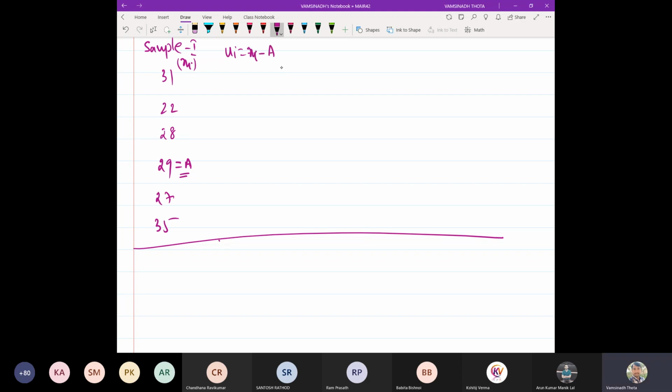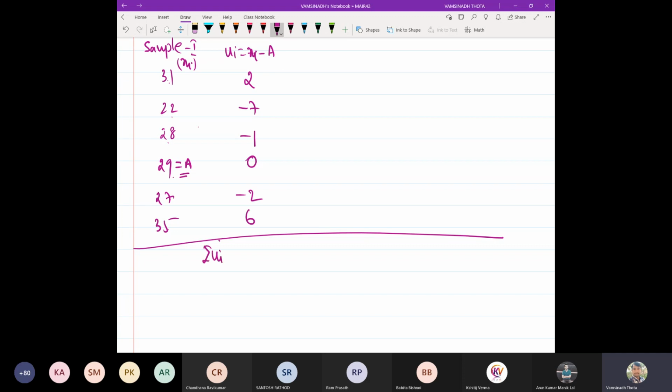Xi minus capital A. So 31 minus 29, that is 2. 22 minus 29, so minus 7. 28 minus 29, so this is minus 1. This will be 0. This will be minus 2. And this will be 6.